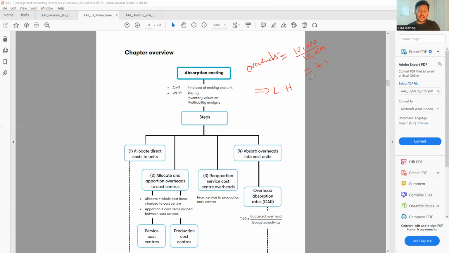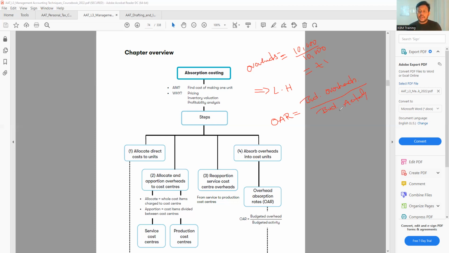Now, how do we absorb the overhead? We have a formula that we have to remember. We call it OAR, overhead absorption rate. On the top, we're going to write budgeted overhead. Under, we're going to write budgeted activity. Both are budgeted. Remember that. None of these are actual, both are budgeted.